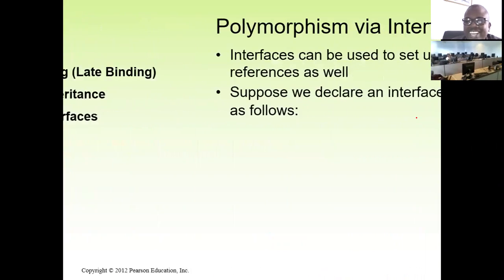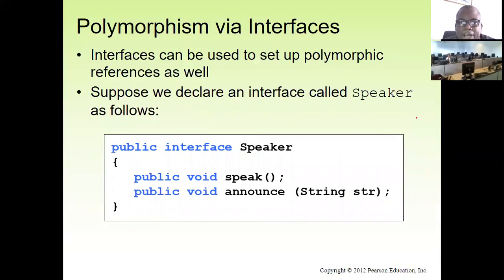All right, so let's look a little bit at polymorphism via interfaces. Interfaces can be used to set up polymorphic references as well. So suppose we declare an interface called Speaker. Notice Speaker, and we use the word interface. And remember, we can't have instance variables, and we can't have any method body, or what we call definition. So we only have declaration, which is the method header, followed by a semicolon. So what we're saying here is that any class that implements the Speaker interface must have a method called speak and one called announce. That's all we're saying here, all right?